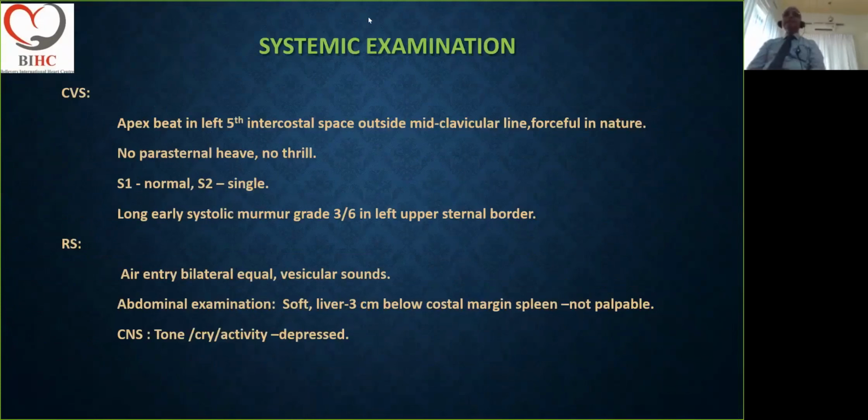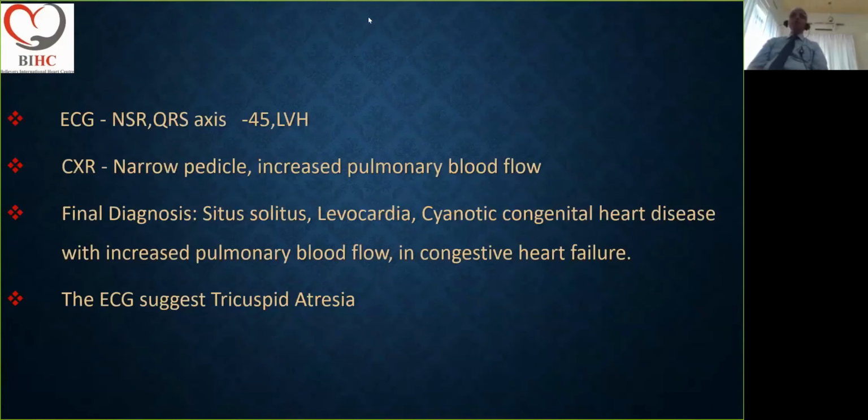And CVS shows an apex beat in the left fifth space outside the midclavicular line, forceful. No parasternal heave. S1 is normal. S2 is single. There is a long early systolic murmur, grade 3/6 in the left upper sternal border. Respiratory system is fine. Liver is mildly enlarged. The ECG shows a normal sinus rhythm with a left axis deviation and LVH. The chest X-ray shows a narrow pedicle and an increased pulmonary blood flow.